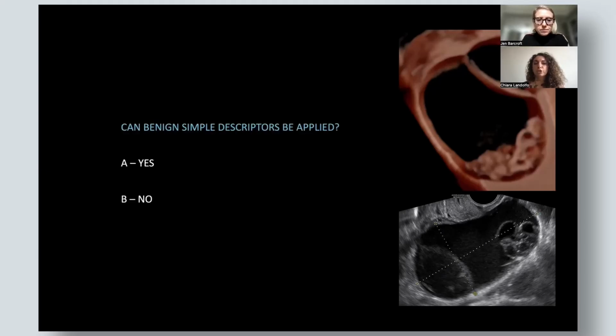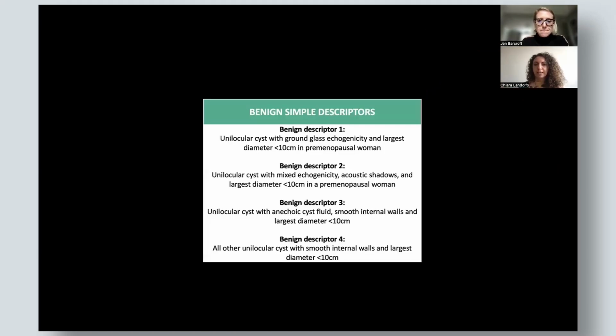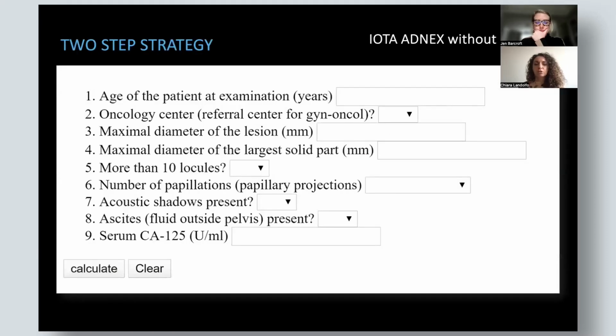Now, we should classify this lesion, benign versus malignant. First step, we know, is the application of the benign simple descriptors. Are they applicable? Yes or no? Again, it is quite straightforward. We remember that the benign simple descriptors refer to only unilocular lesions. So benign simple descriptors in this case are not applicable because we are talking about a multilocular cyst. So then we can go to the application of the ADNEX model in the two-step strategy.